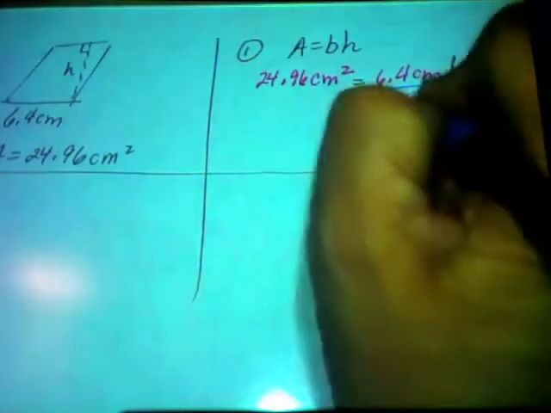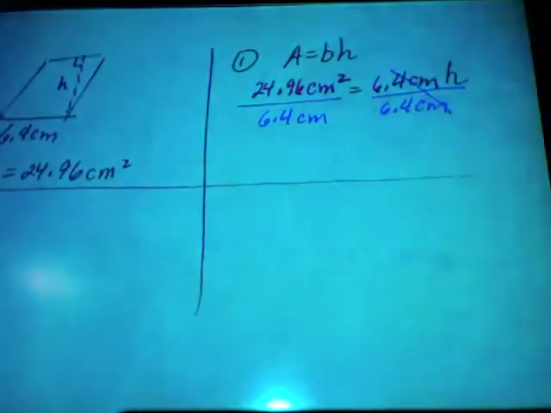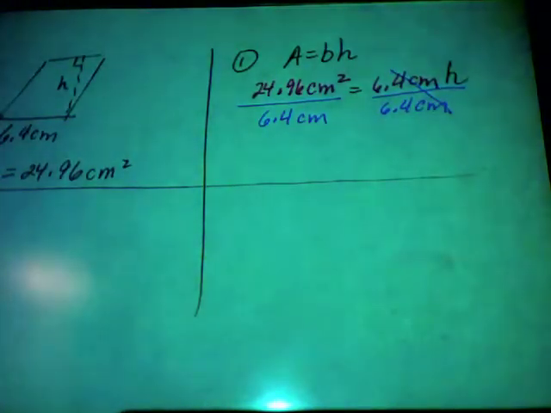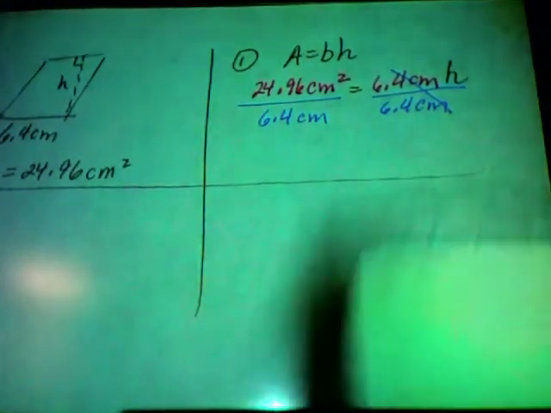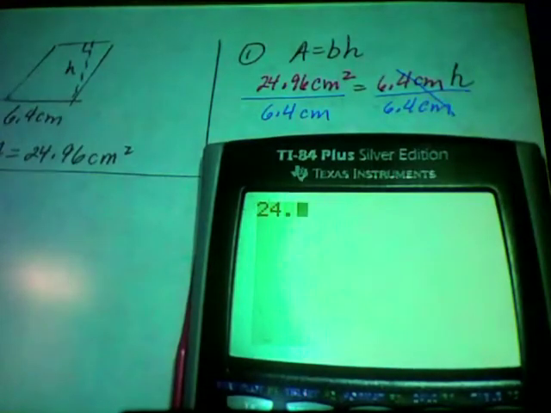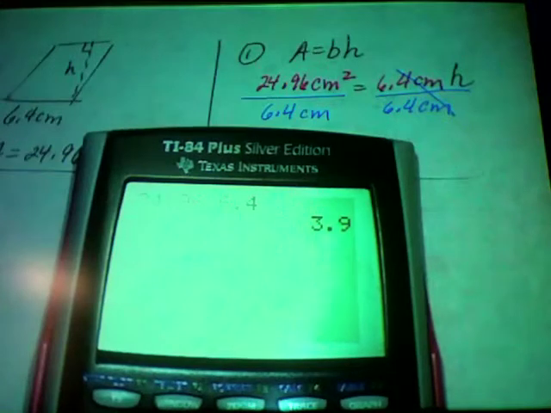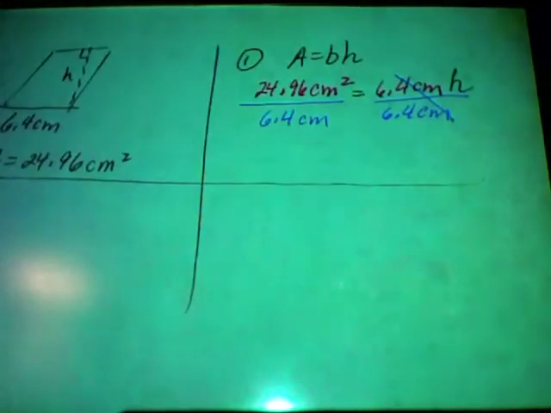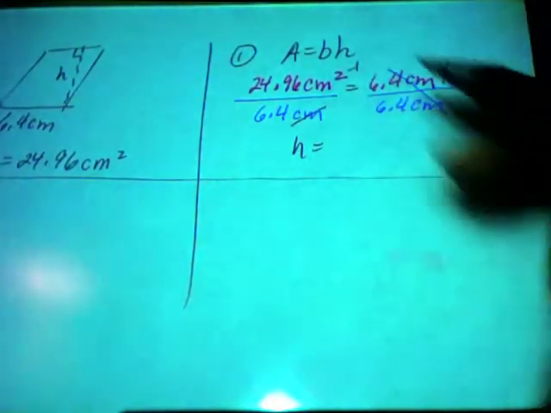Your calculator is a tool. It does not do the work for you. It just helps you with it. You still have to show me what you're doing, as if you're not using a calculator. And so now you can break out your handy dandy calculator and calculate 24.96 divided by 6.4. And so I get 3.9. 3.9 what? Yeah, because this centimeter cancels with one of those, and so I get 3.9 centimeters.